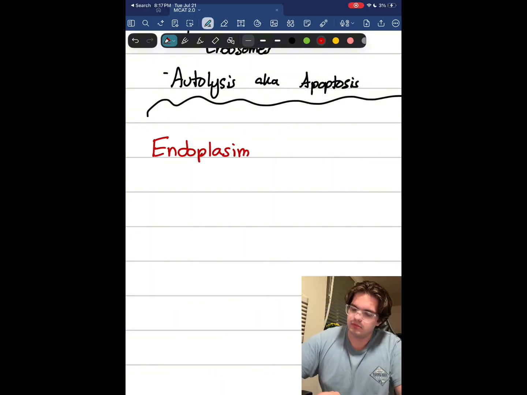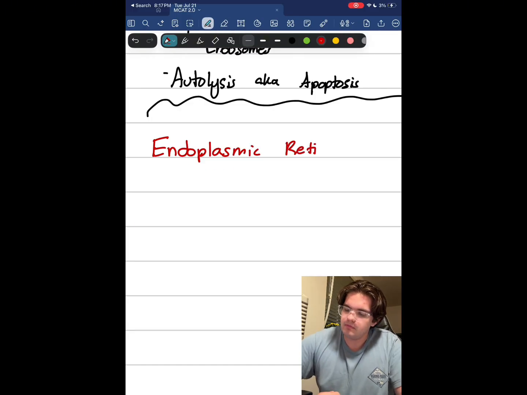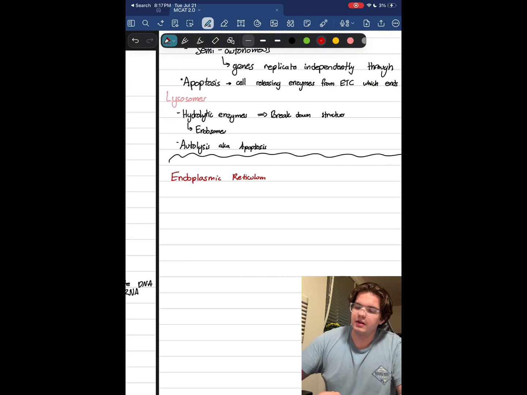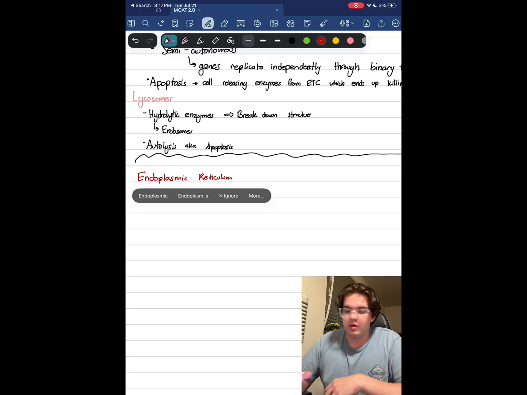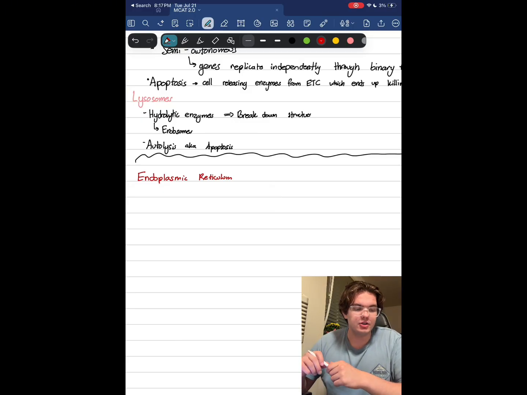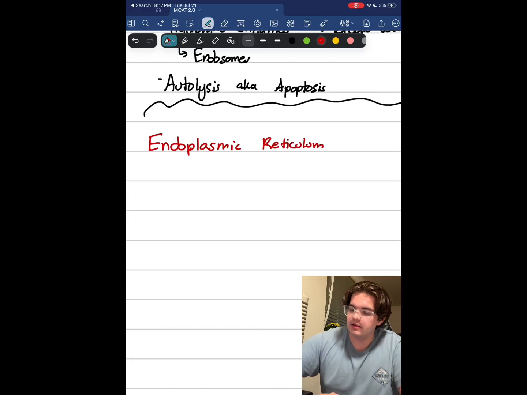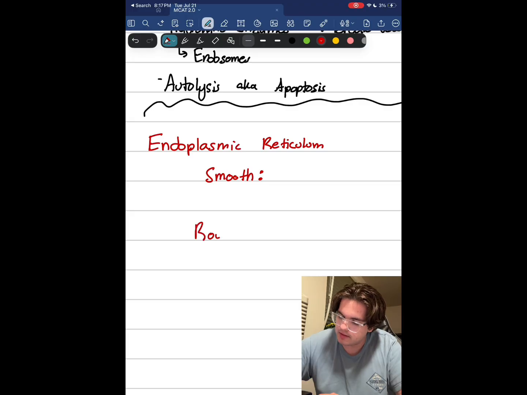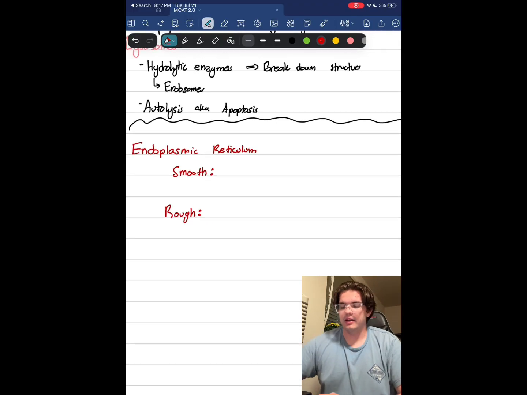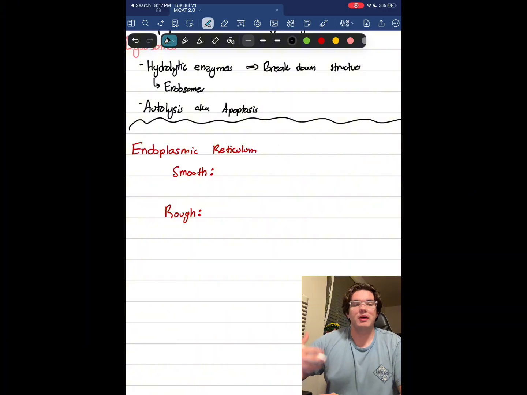Endoplasmic reticulum. I'm probably just going to say ER from here on out. There are two main types that we need to know of: the smooth and rough endoplasmic reticulum. I don't know why I wrote it like this, but I'm going to go the opposite way. I'm going to talk about the rough first. But before we get to that, what is the endoplasmic reticulum?